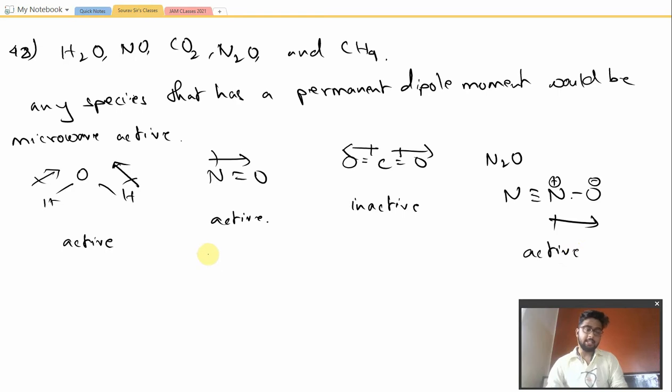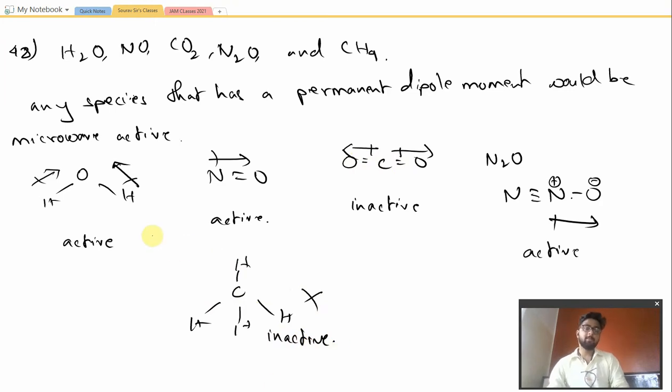And the last species that is given is CH4. Now this molecule does not have any dipole moment at all. No such dipole moment pull is even observed. In case of CO2, there is a pull observed from both the C double bond O sides, but they are cancelled. But in this case, there is no such cancellation because no dipole moment arises itself. So this would be microwave inactive.